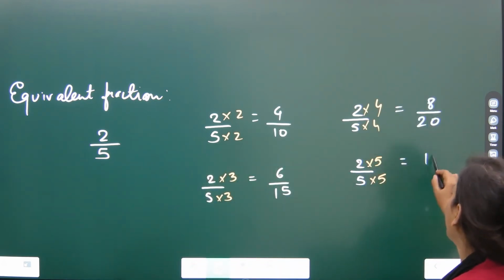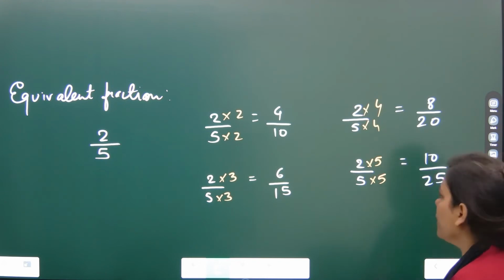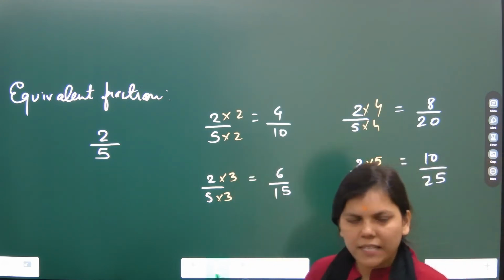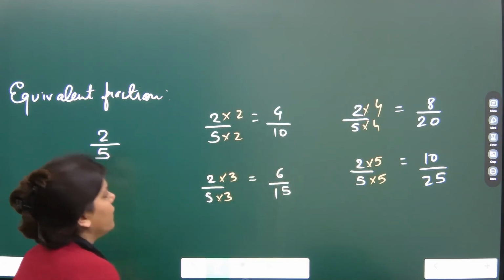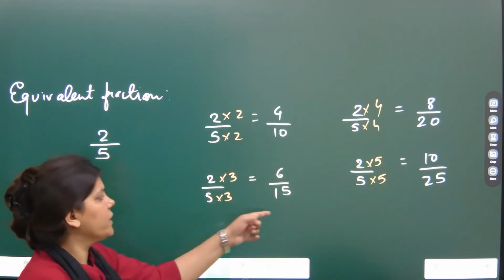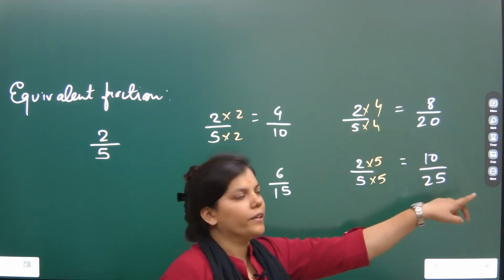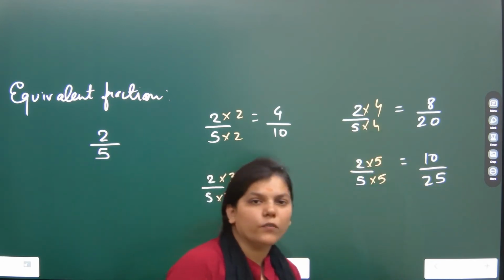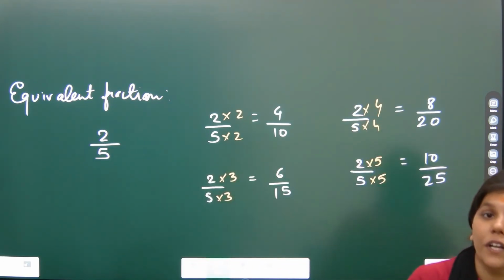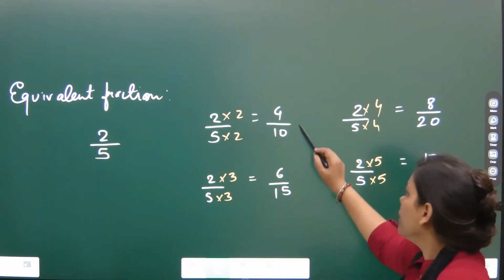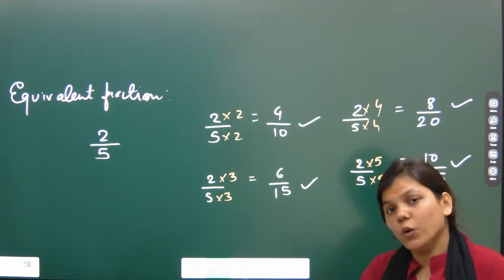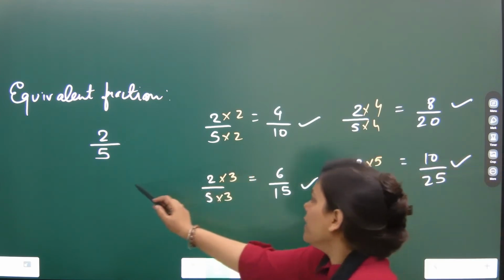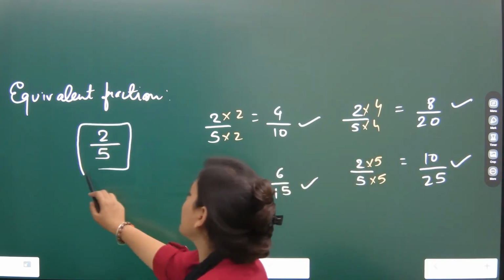two fives are 10, 5 fives are 25. Simply multiply. Okay, simply if you multiply, 2 twos are 4, 5 twos are 10, 2 threes are 6, 5 threes are 15, 2 fours are 8, 5 fours are 20, 2 fives are 10, 5 fives are 25. Now, if you reduce these fractions in the lowest form, you will be getting the same fraction.